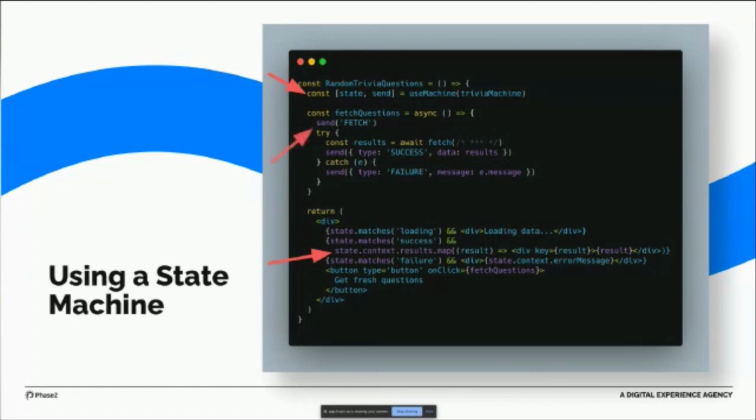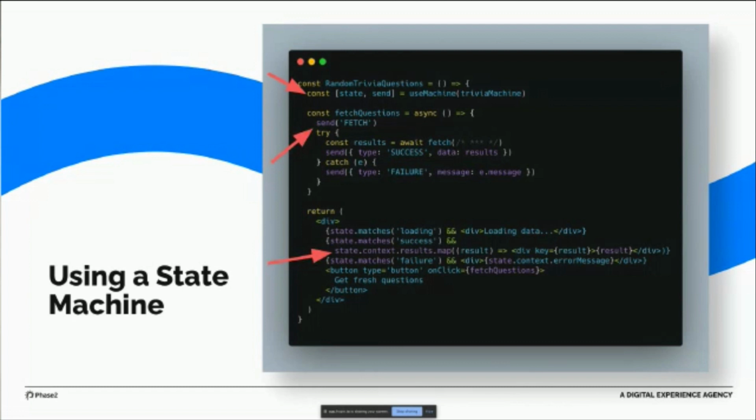Now send is again how we get our events into the machine. So here are fetch questions. We start off by saying we're going to send a fetch event. We again try and do our fetch. If we're successful, we'll send with the data. If we fail, we will send a failure event.